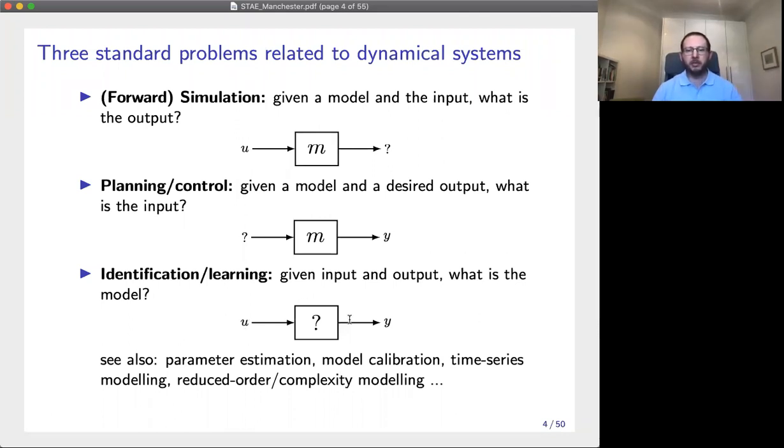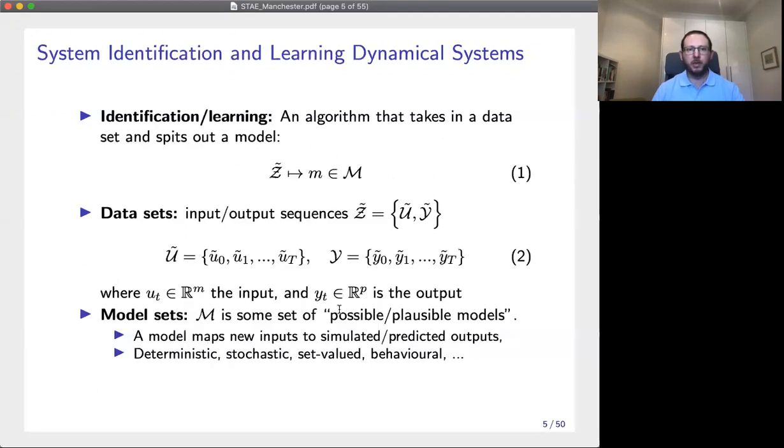Given inputs and outputs of a system, come up with a model. And so we can think of an identification or a learning algorithm as a mapping from data sets to models. So Z here is some data set, and we produce some model M, which is taken from some model set, calligraphic M. And actually most of my talk is going to be about constructing this model set M. So the data set and the model set are the two basic ingredients.